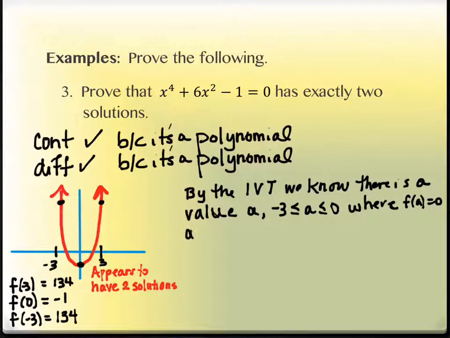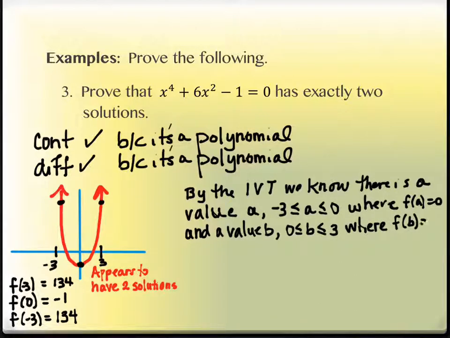And a value B between what? 0 and 3. Where f of B equals 0. That's what the intermediate value theorem tells me. However, what the intermediate value theorem does not say is that there might be more places where it crosses the x-axis, right? It just says there's at least 2 places, maybe more.